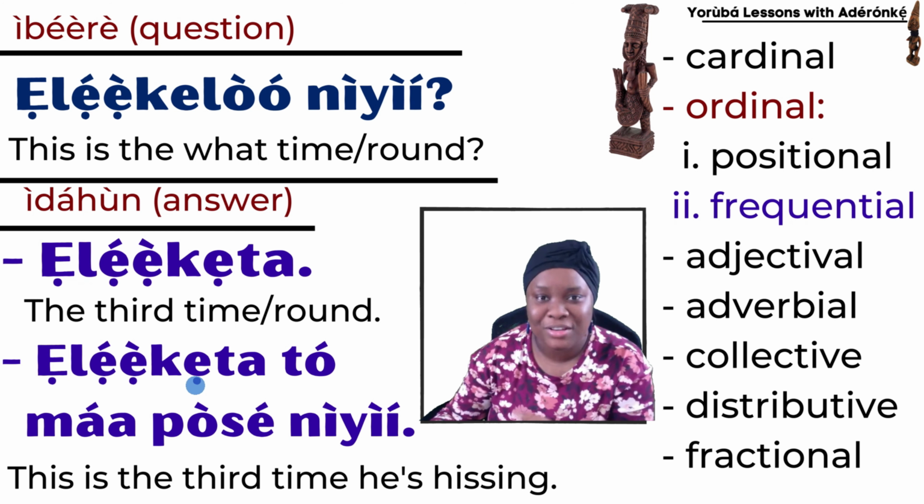But if you want to make a full sentence, you would say eleketa to ma boucher niyi. This is the third time he's hissing. This is the third round of hissing. This is the third time. This is the third round.